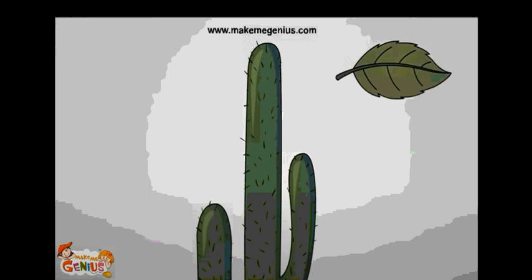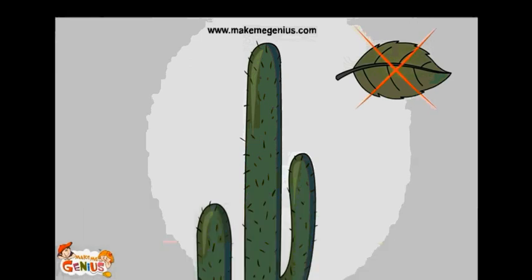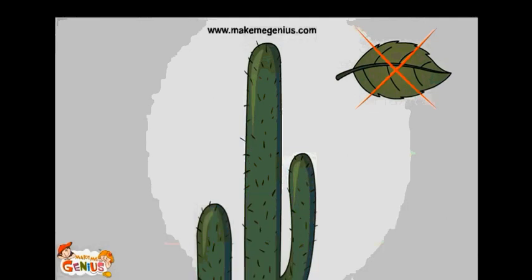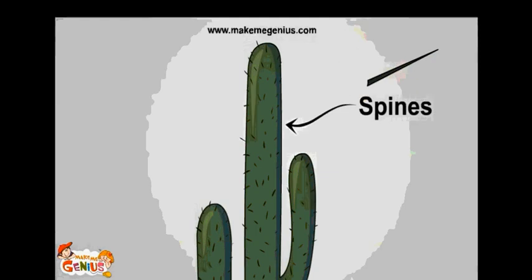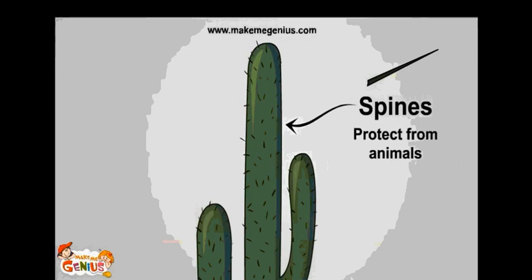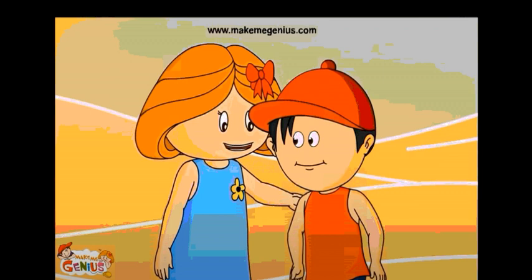Remember, cactus do not have leaves. Leaves have a very large surface area, and a cactus would not want to lose its water through leaves, so instead they have spines. These spines have less surface area for water to be lost, so less water escapes. The spines also protect from animals who might want to eat the plants.